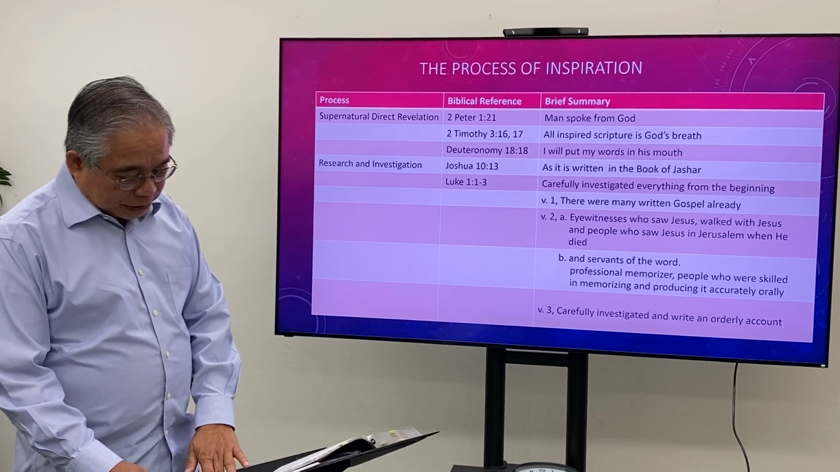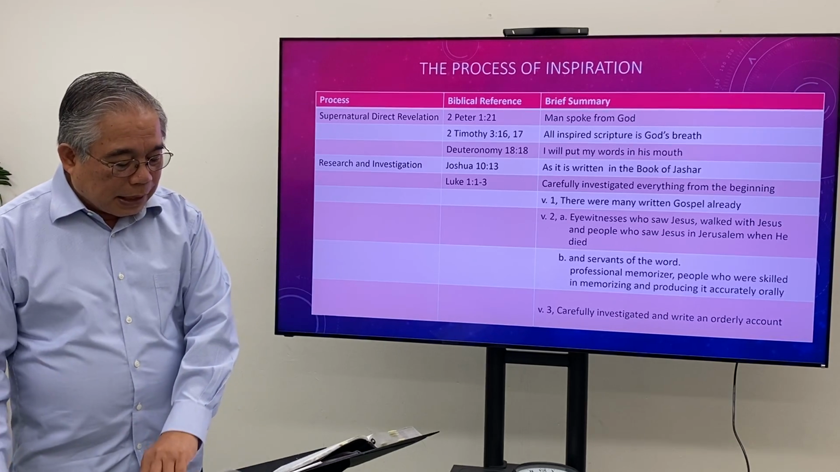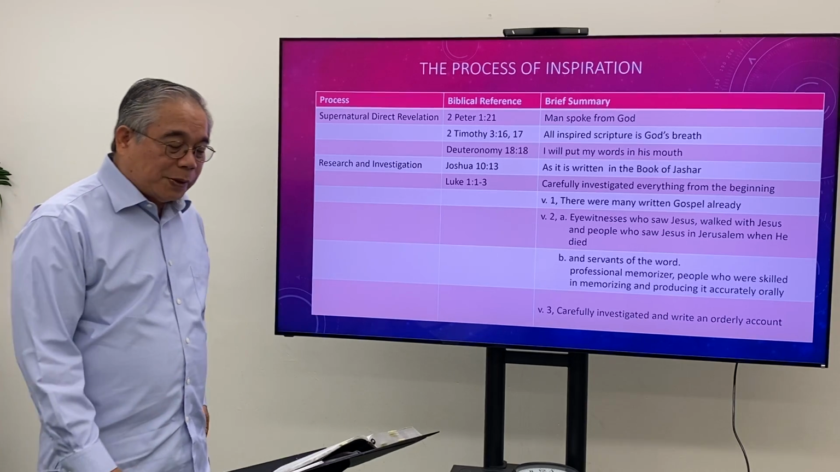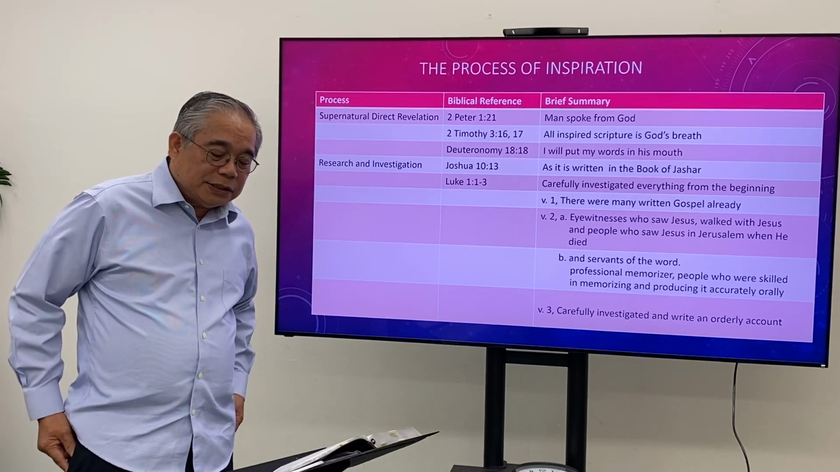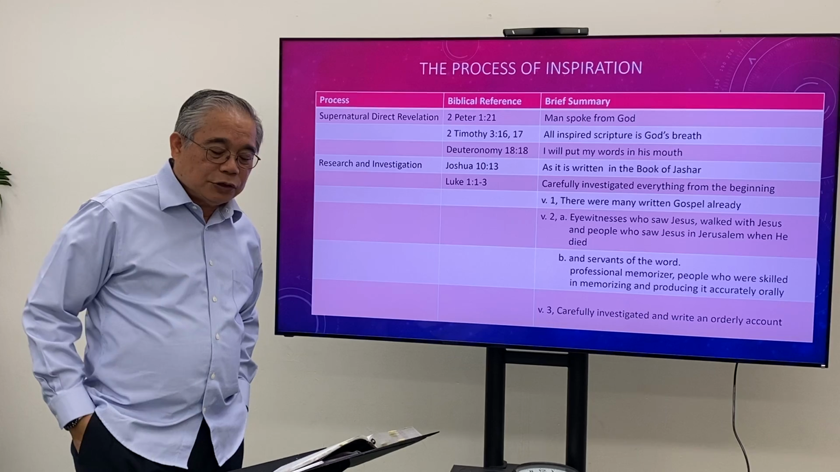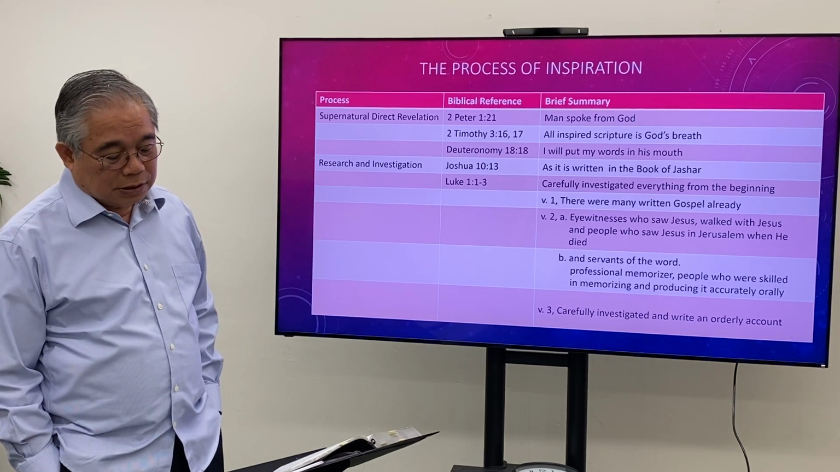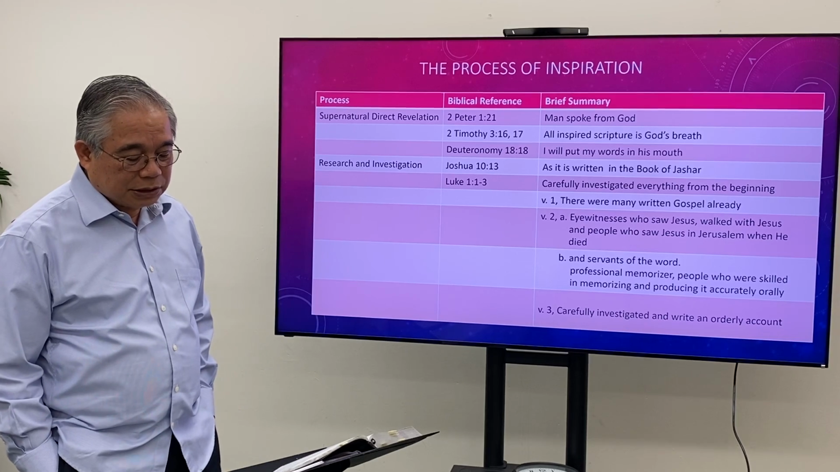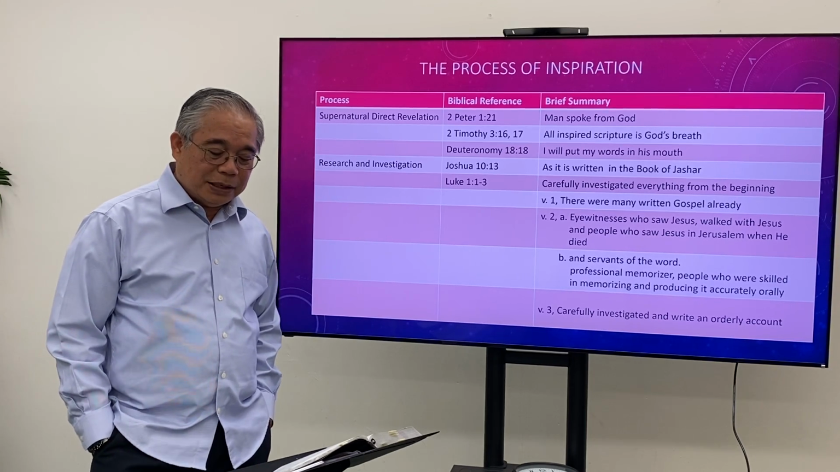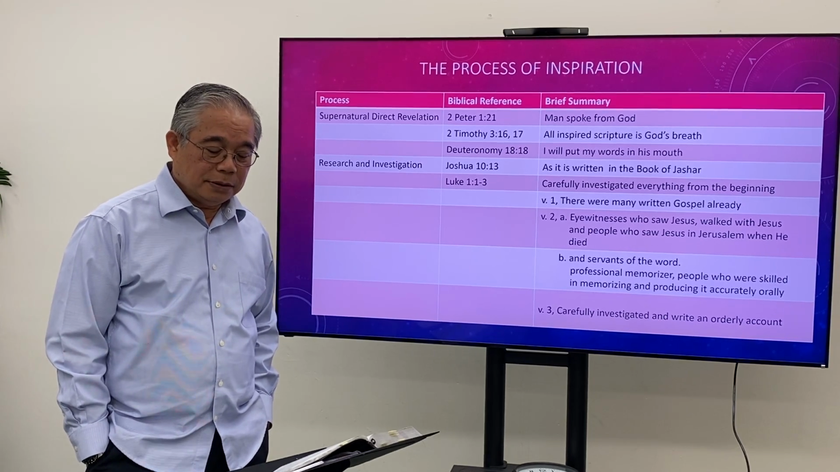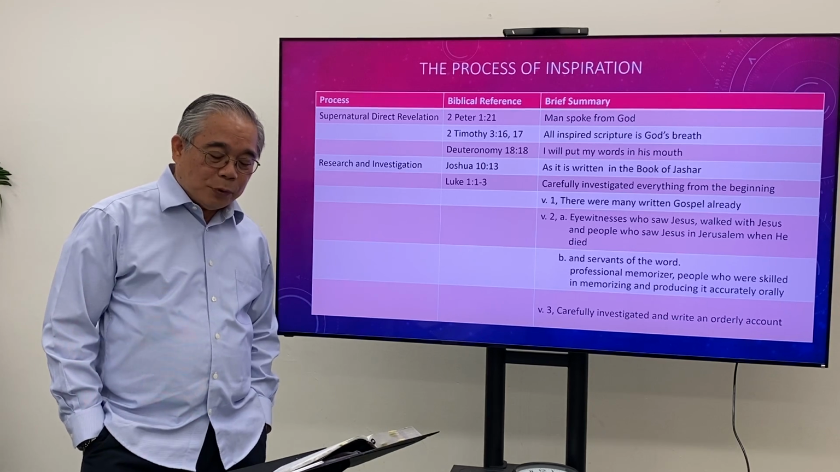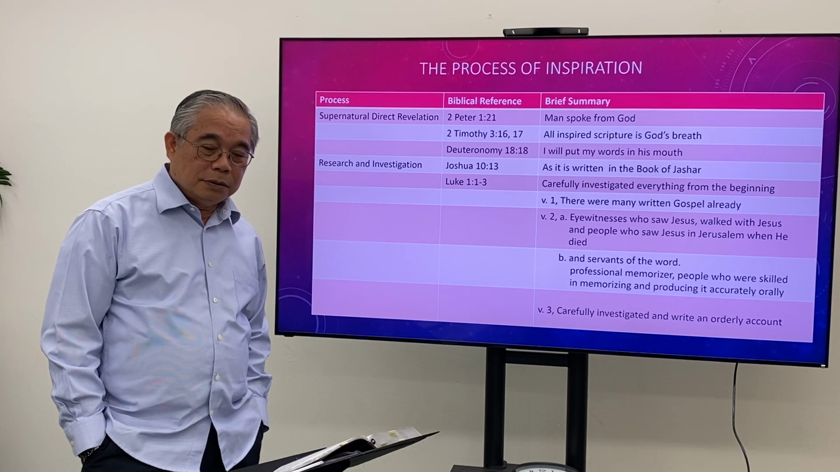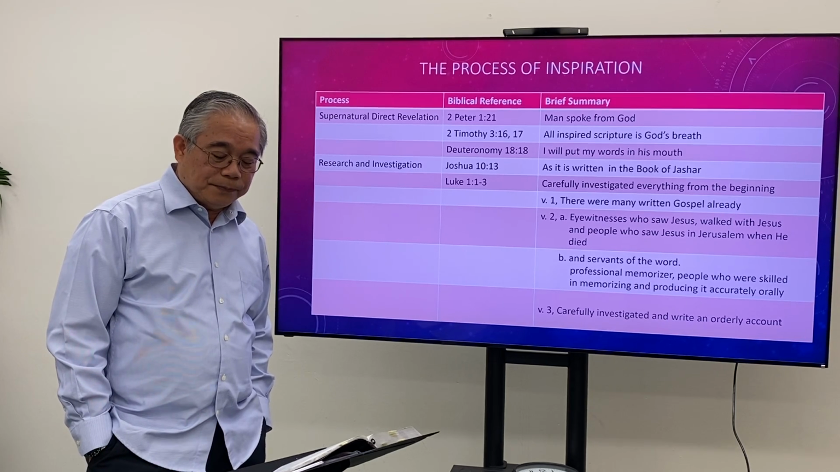The question is, another category of inspiration is Luke chapter 1, verses 1 to 3, which are very cultured and sophisticated verses. And the question is, did Luke say he was inspired by God to write the book? Or did God put his words in his mouth? No, it did not say that.